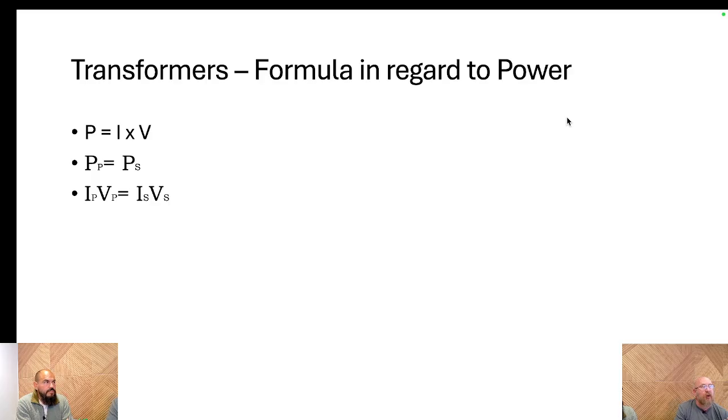Like you know P equals I times V. You know that. And if you don't, revisit your power wheel. And just keep in mind that on a transformer, P equals P. And if P equals P on both sides of that, IV on one side equals IV on the other side.